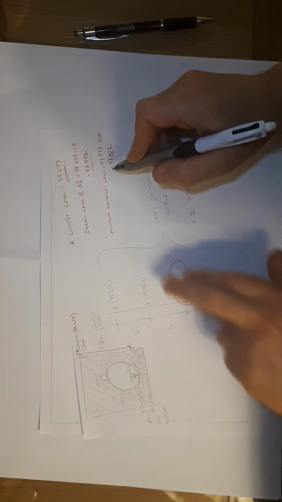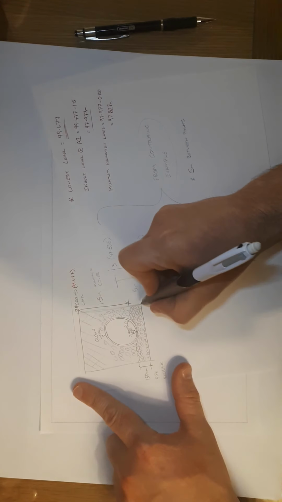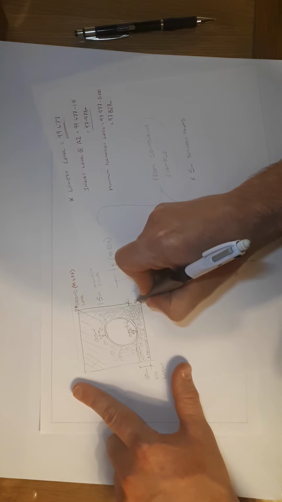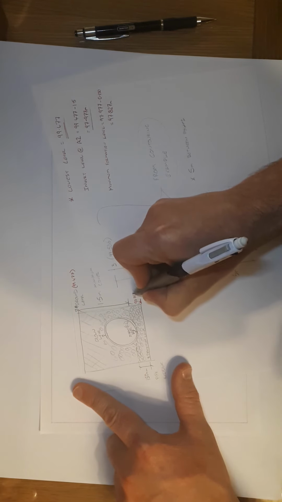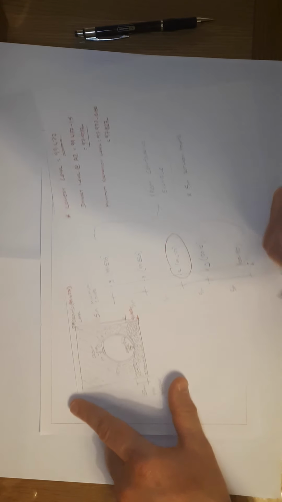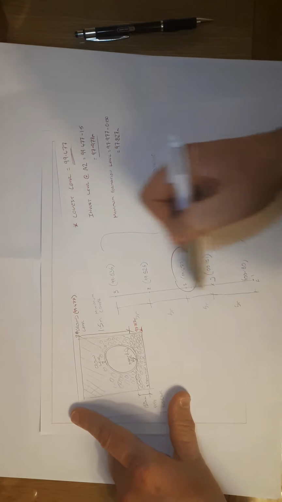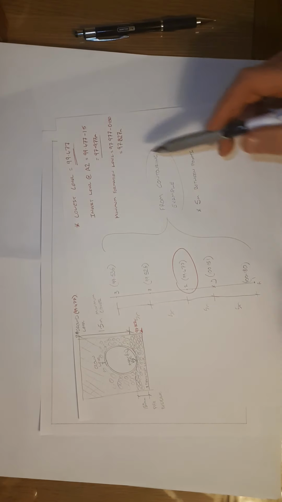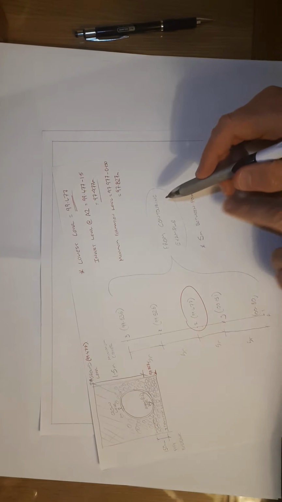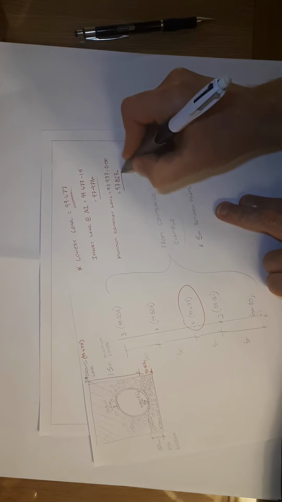So that's our minimum formation level, this point here. Our minimum is going to be 97.827. Okay. So that's the minimum. That's going to be our lowest point along our long section. It's going to be the formation level at point A2.